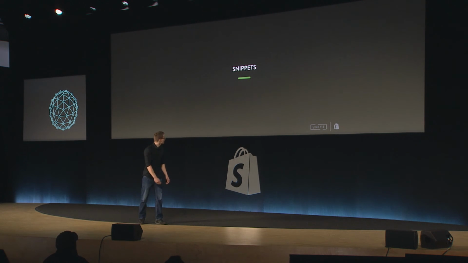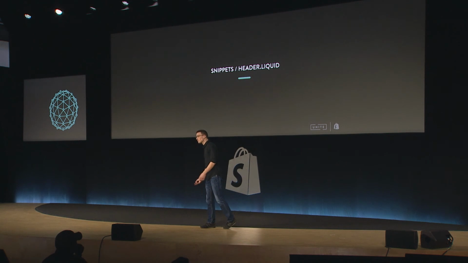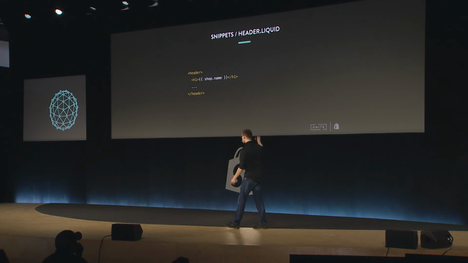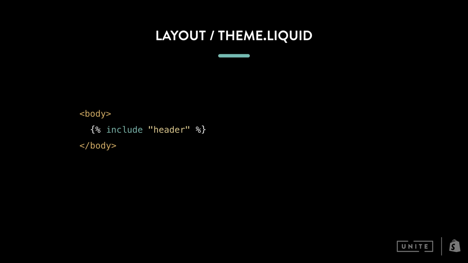First, let's look at an existing feature, liquid snippets. Say I'm making a theme, and I want to move the source code of the header in its own file. I can create a snippet called header liquid, which looks something like this. Very easy. Snippets can be rendered anywhere using the include liquid tag. Here, I'm rendering the header in my theme's layout.